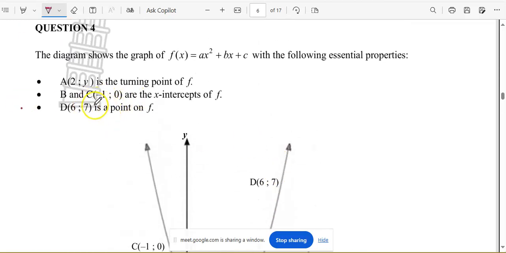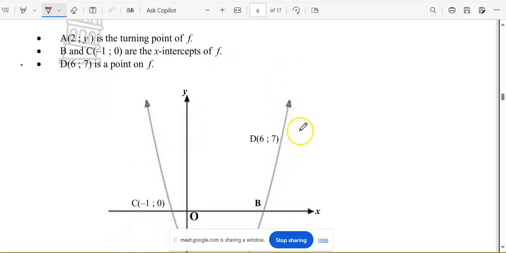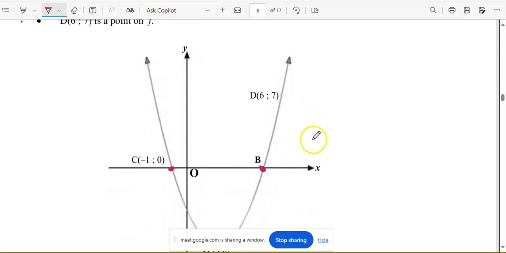They say that B and C are the x-intercepts, but we are given the value of C. So these two points there, this guy and this guy, are our x-intercepts. Then we have D as a point on f. So this is any point, which is (6, 7).